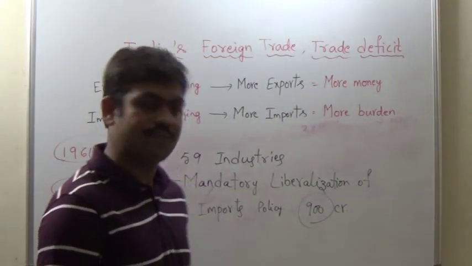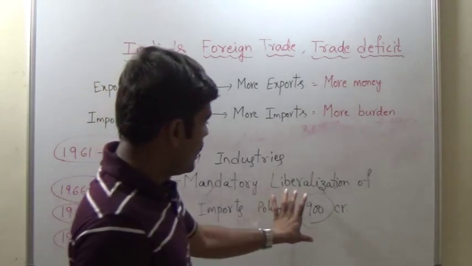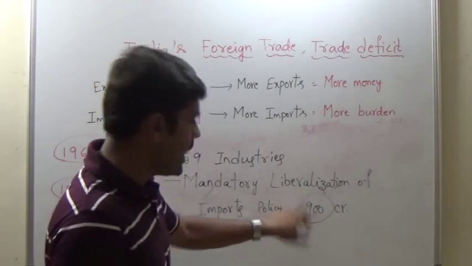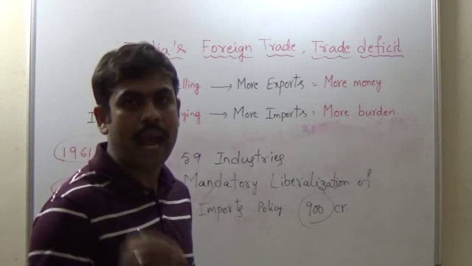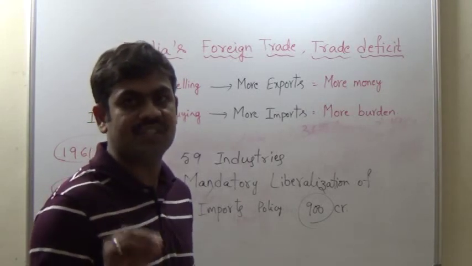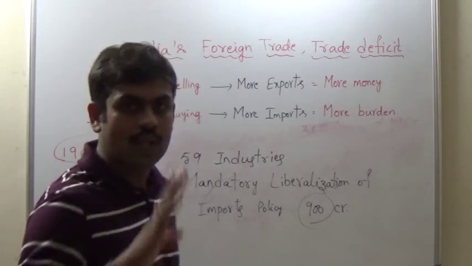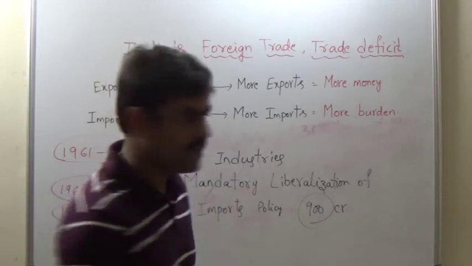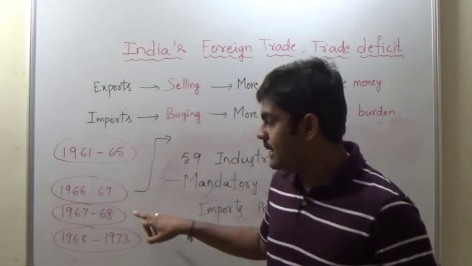900 crore is the trade deficit. Of course, on an average, it came down due to some happy situations and good scenario in the next phases. Now let us go through the next phase. What is the next phase?